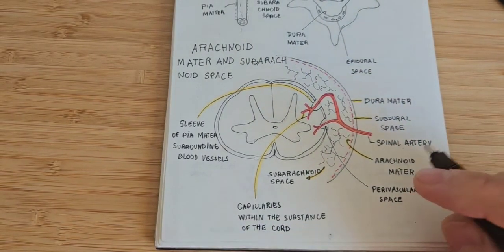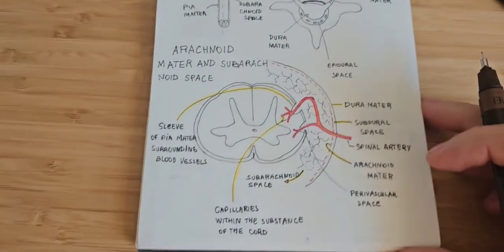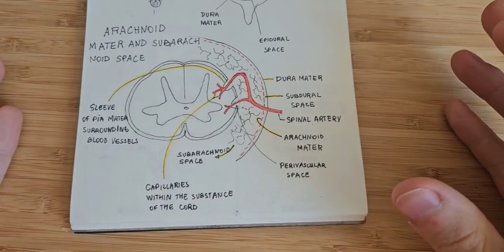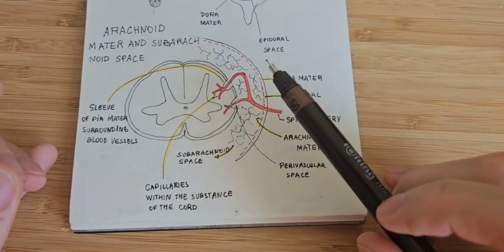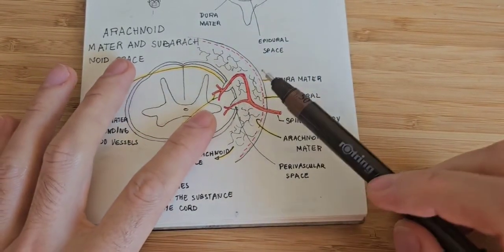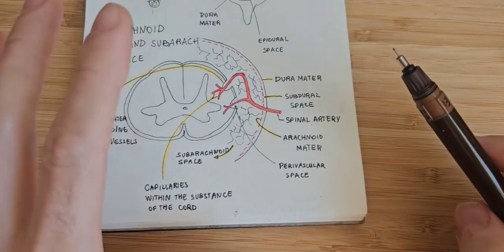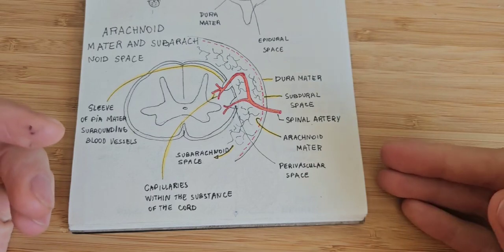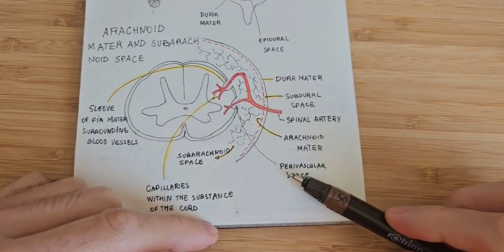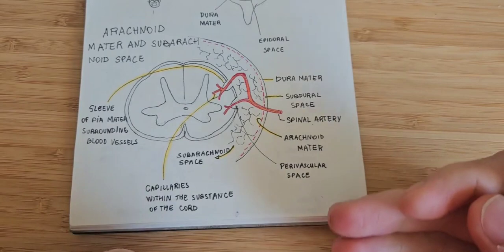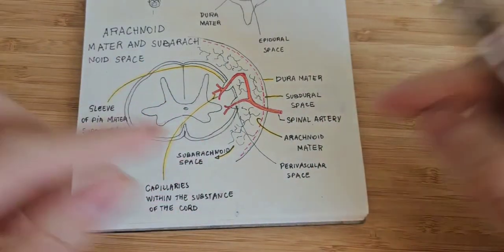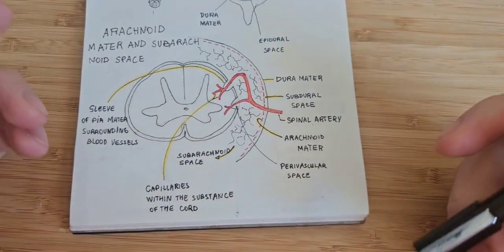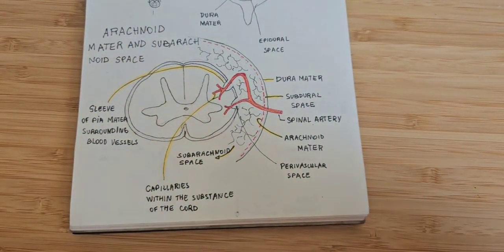Okay, and the perivascular space surrounds the larger blood vessels within the spinal cord. And this space specifically contains cerebrospinal fluid and plays a role in maintaining the homeostasis of the neuroenvironment. So the perivascular space will help regulate the exchange of substances between the blood and the neural tissues, and this ensures optimal function of the spinal cord.